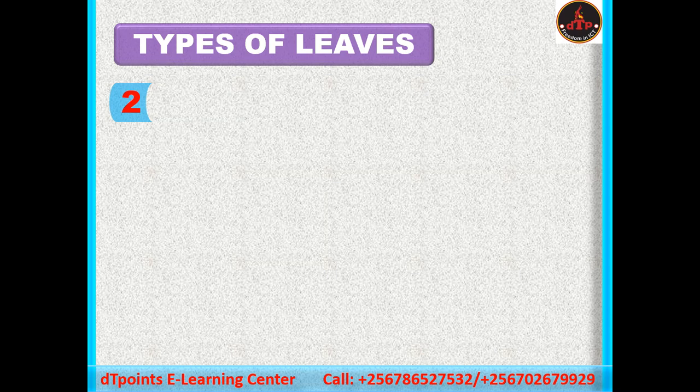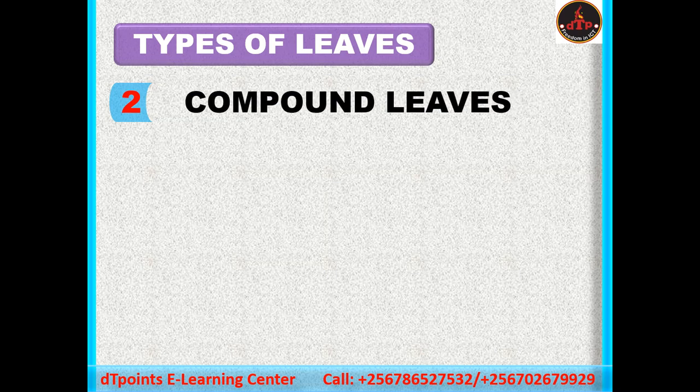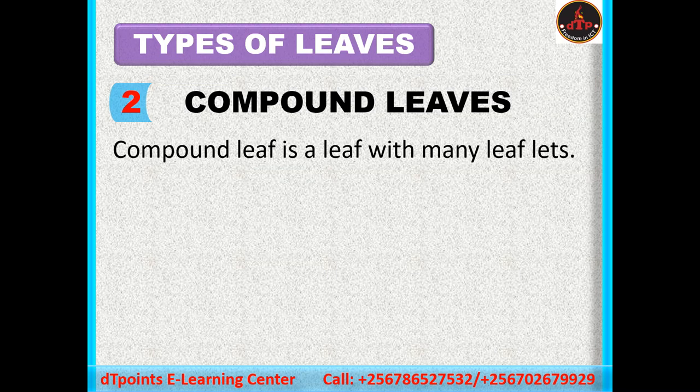Two, we're also going to look at compound leaves. Now, here, what are compound leaves? A compound leaf is a leaf with many leaflets. Now, when I say leaflets, these are smaller leaves attached to one leaf stalk. The leaflets are smaller leaves which are separate but attached to one leaf stalk. If you find such a leaf, that one is a compound leaf.